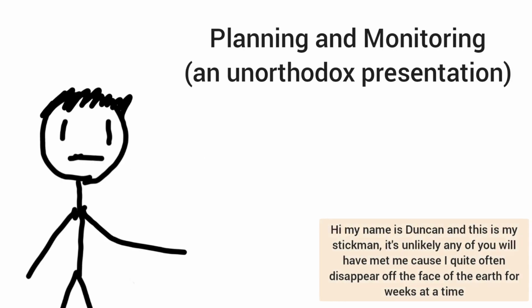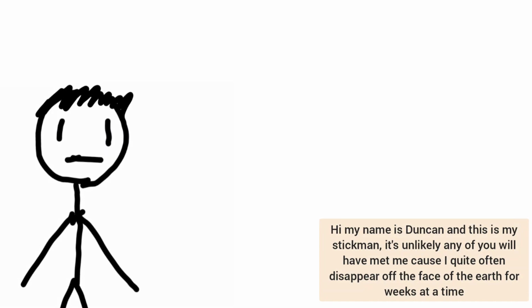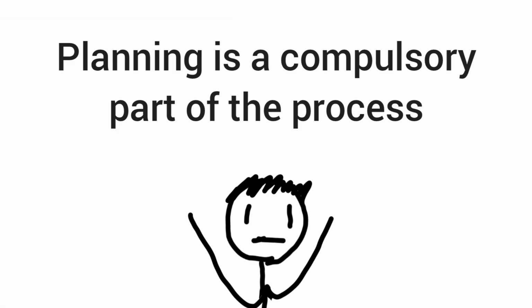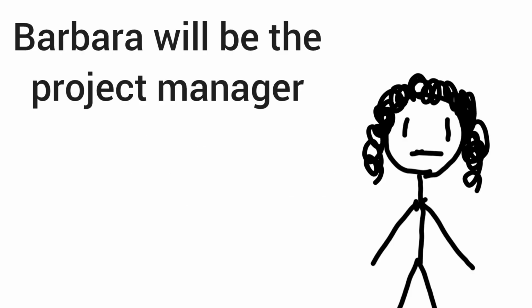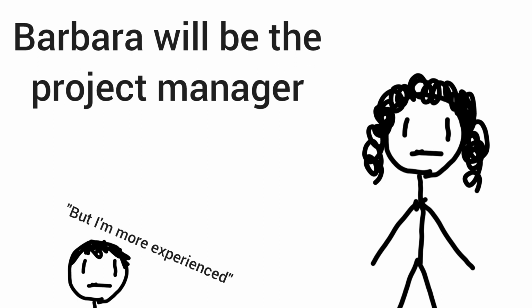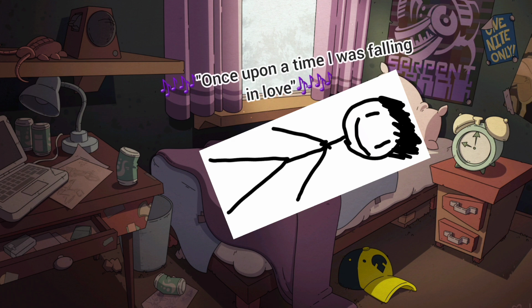Planning and monitoring is one of the more mundane parts of software project management, and unfortunately, as all mundane things normally are, it's pretty much a compulsory part of the process. In application to this group, the first thing which has taken place is the random assignment of the project manager. In this case it will be Barbara, which is probably fine. George is a bit disgruntled, but you'll learn to ignore his technobabble and wrong opinions with time. Eddie will spend the next week completely unaware that the group even exists.